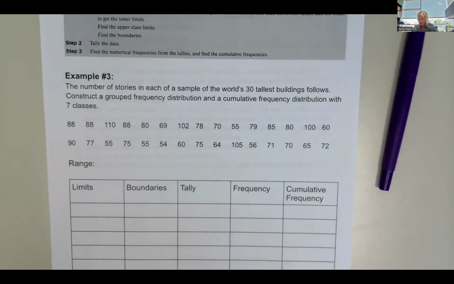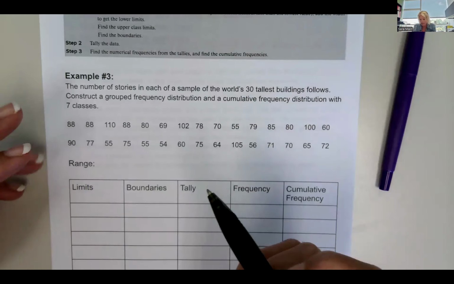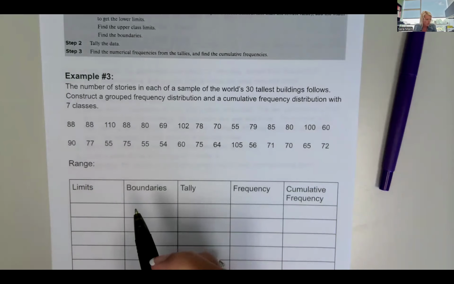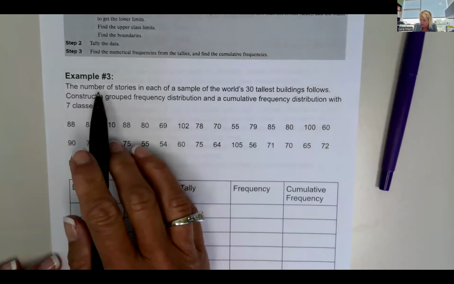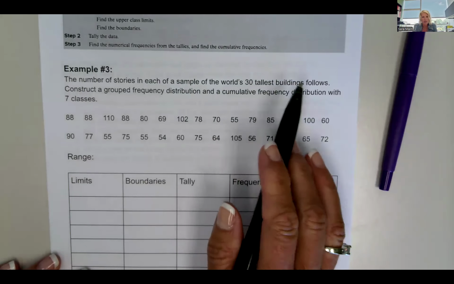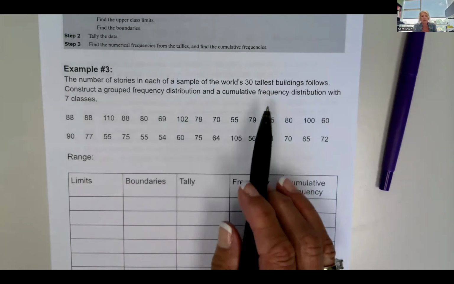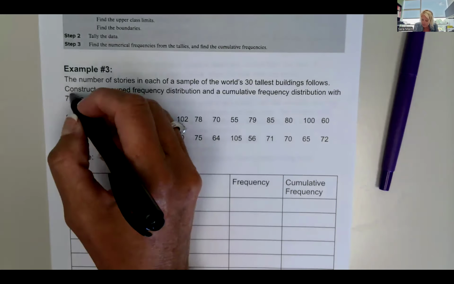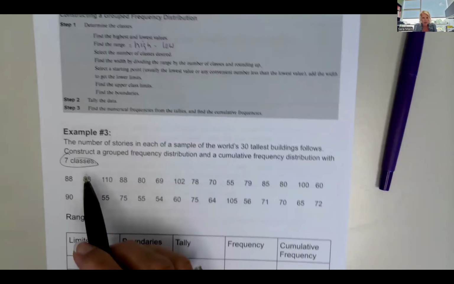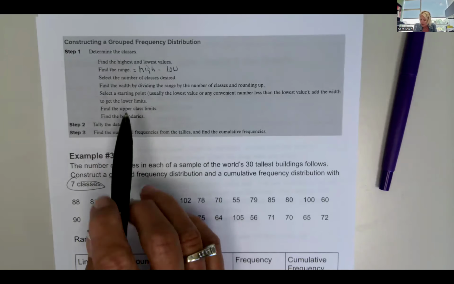So a lot of times we use grouped frequency distributions when our data is pretty varied and we don't have a lot of repeats. So what we're going to do is, it says here, the number of stories in each of a sample of the world's 30 tallest buildings follows. Construct a group frequency distribution and a cumulative frequency distribution with 7 classes. So I'm telling you what I want, 7 classes. So we're kind of skipping this right up here.